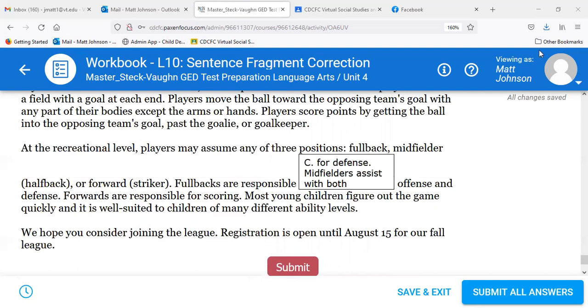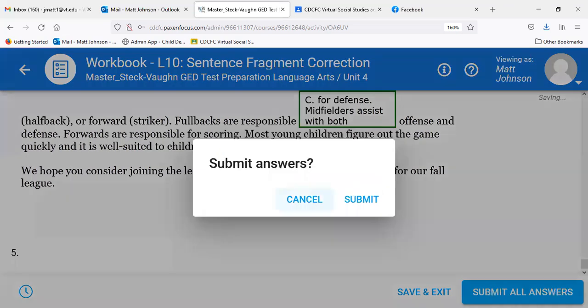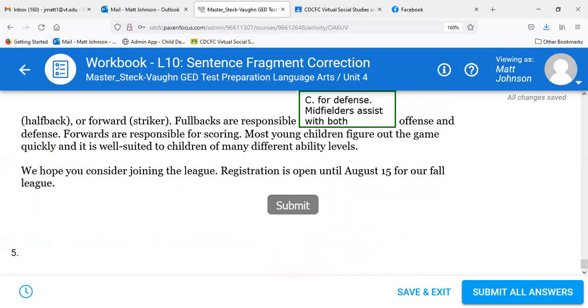Okay, and then most young children figure out the game quickly, and it is well suited to children of many different abilities. We hope you consider joining the league. Registration is open until August 15th for our fall league. And I think that's going to do it for today. Any questions on sentence fragments?